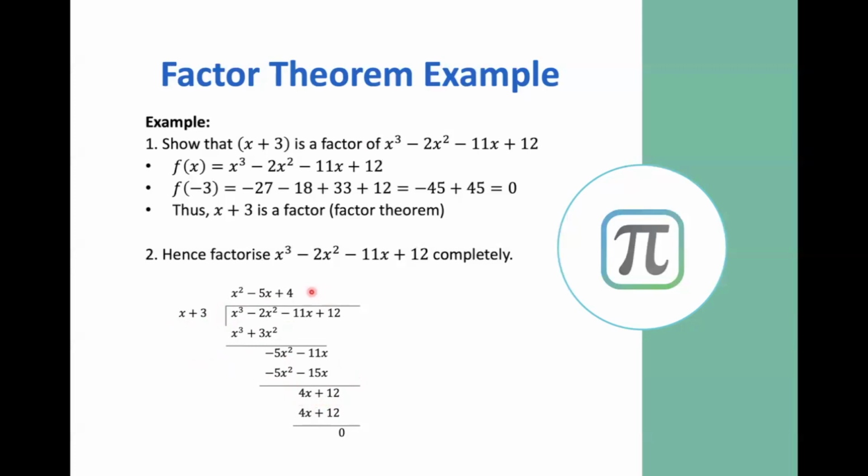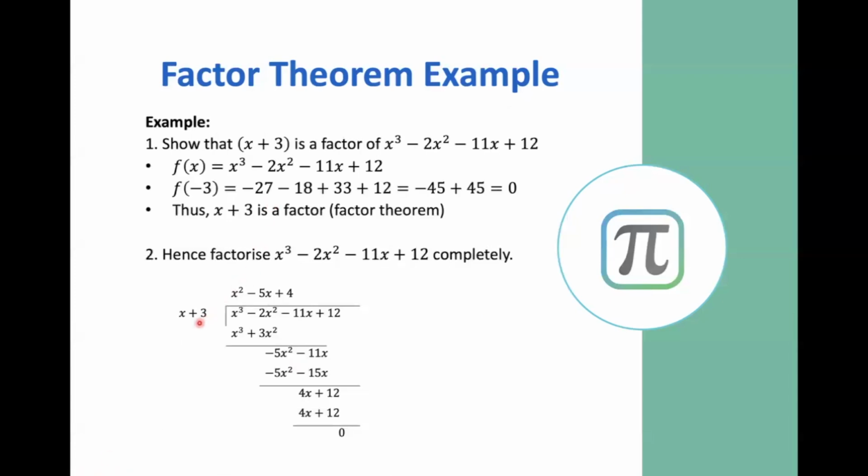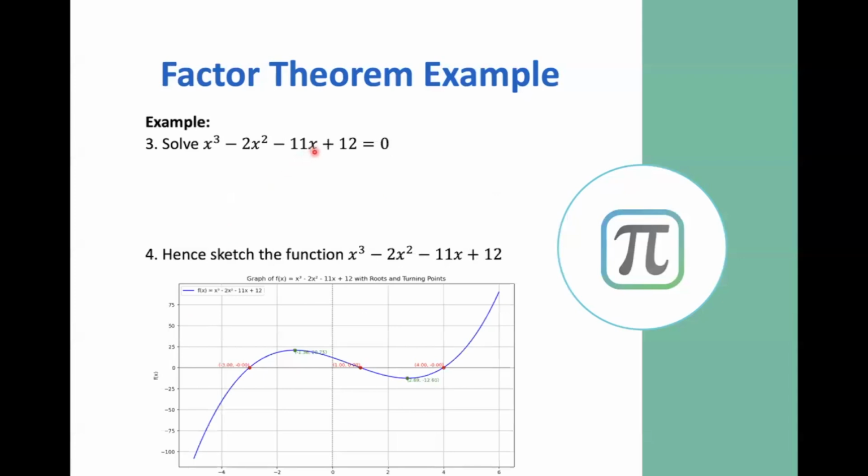So we add that to our expression, and we multiply out. So 4 times x plus 3 is 4x plus 12. And this time, unlike in the previous examples, the remainder is 0. Okay, we know that x plus 3 is a factor. This time we want to solve our expression for 0. And this means that x plus 3 multiplied by x squared minus 5x plus 4 equals 0.